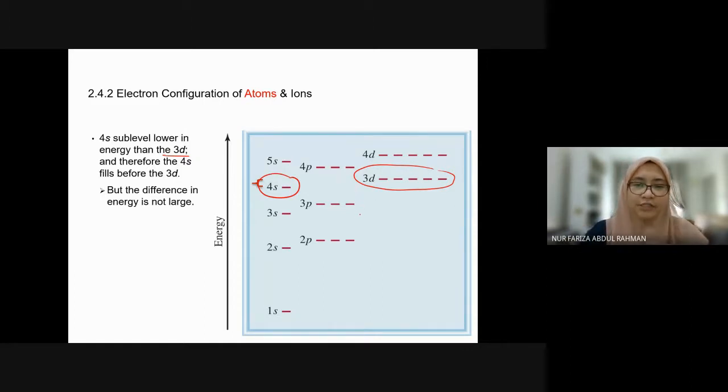Dia tak besar pun, dia sikit. Sometimes the electron from 4s can be promoted into the d orbital. I think that is one of the reasons why for transition elements, you have to include the s and the d orbital in order to determine the group number and also the valence electron. Okay, so kena ingatlah sekarang, maksudnya ada dua kategori.